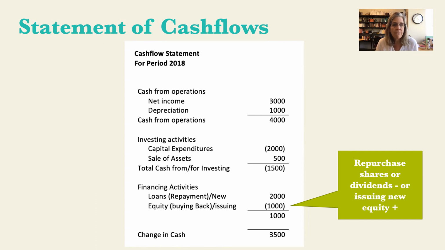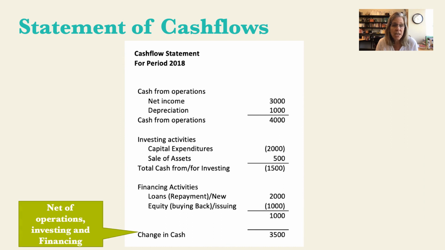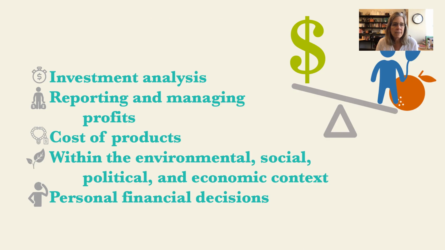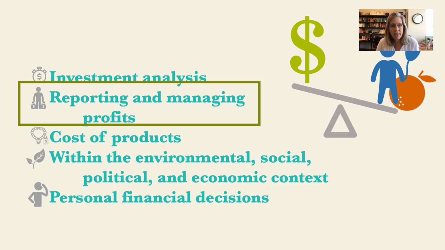So if we look at the $4,000 from operations, and we spent $1,500 of that on capital expenditures, and then we also got a $1,000 increase from financing activities, the net change in cash is $3,500. So we increased our cash balance by $3,500. So that's a simple look at the cash flow statement, and again, it falls in the area of reporting and managing profits.